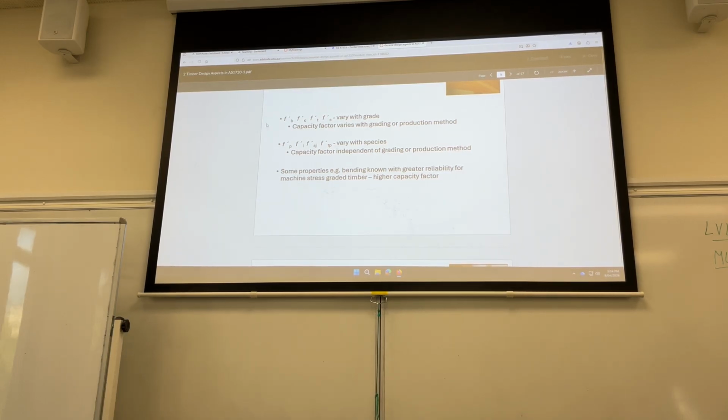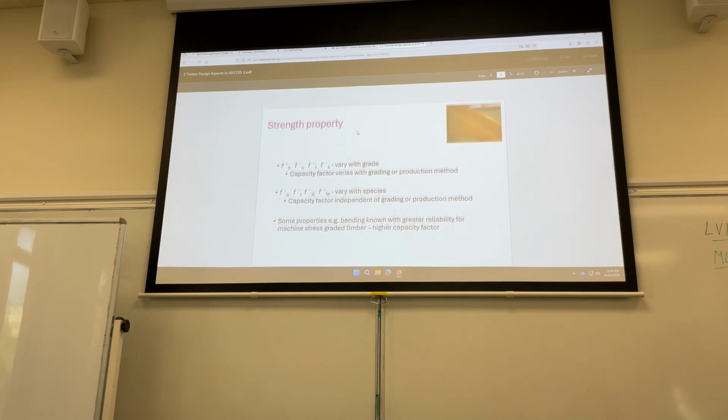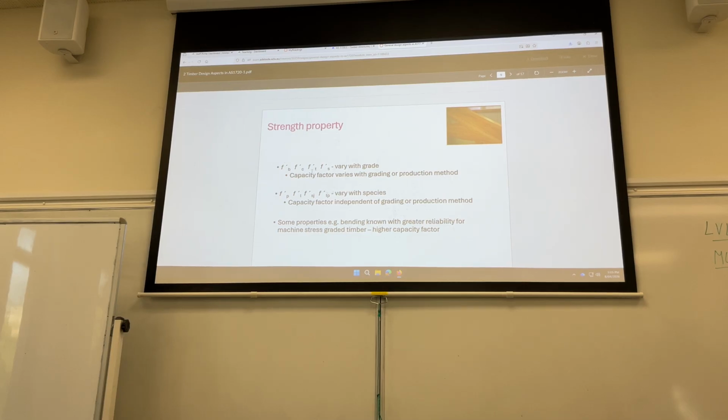There are a lot of things I try to work backwards, but it doesn't work out right. For the strength probabilities, some properties change with grade, like F bending, F prime bending, F prime compression, F prime tension, and F prime shear. So the capacity factor varies with grading or production method. Craig, I'll try and email Craig and say we've got this.